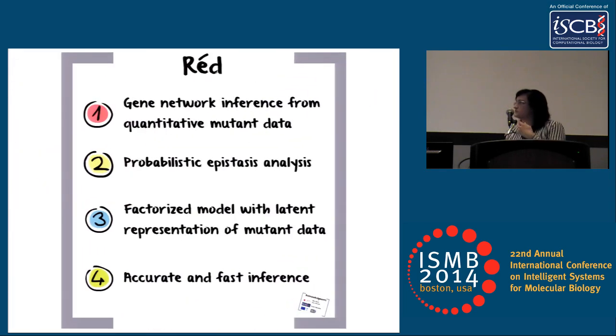So to conclude, RIT is a conceptually new approach for gene network inference from quantitative mutant data. It implements probabilistic epistasis analysis and assembles multi-gene networks from pairwise relationships that are scored in the model. And the key components of our model are factorization and nonlinear transformation. And we have shown in the paper that both these two components of our approach are crucial for its good predictive performance.